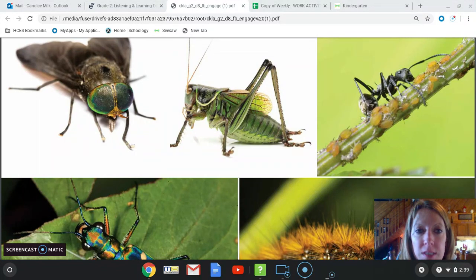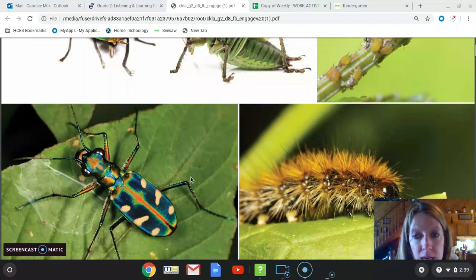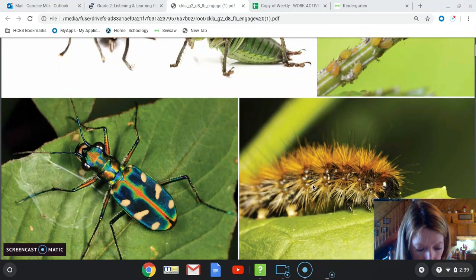The first image that you see here is an insect collage. Some of these insects that you see on this collage you've probably seen out in nature, such as the fly, the grasshopper, an ant, a beetle, and even a caterpillar.